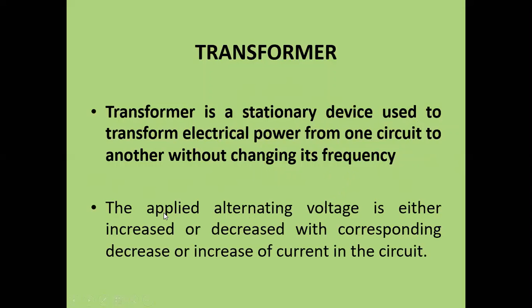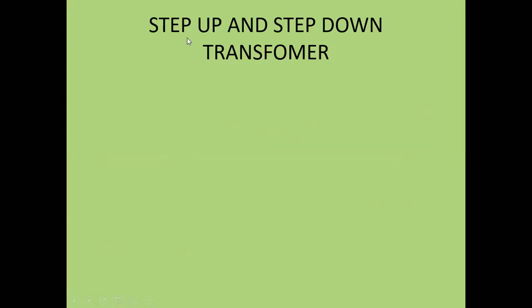Okay. So here, the applied alternating voltage can either be increased or decreased with corresponding degrees of increase of current in the circuit. That is, the applied voltage can be converted into a high voltage or a low voltage. That is, a low voltage can be converted into a high voltage, or a high voltage can be converted into a low voltage with degrees or increase of current in the what? Circuit. Now, there are two types of transformer. One is called the step-up transformer and another one is called the step-down transformer.